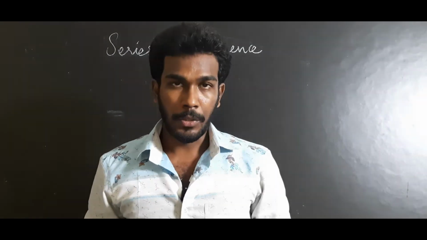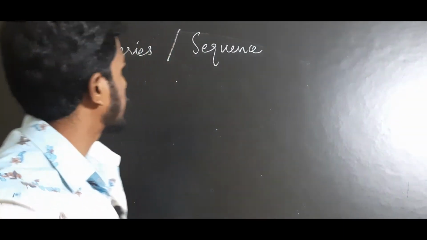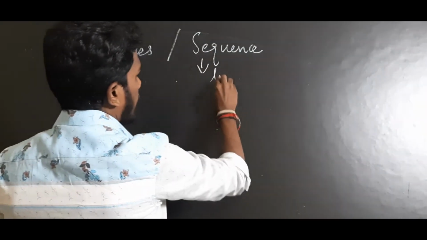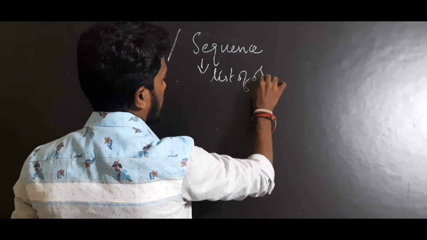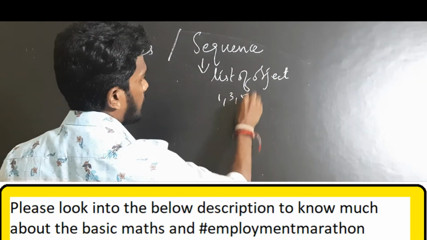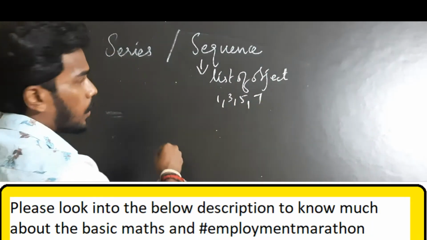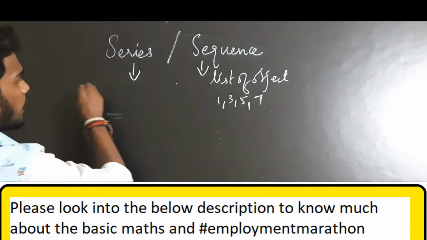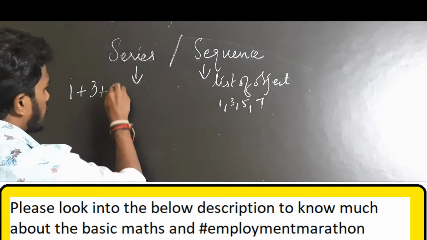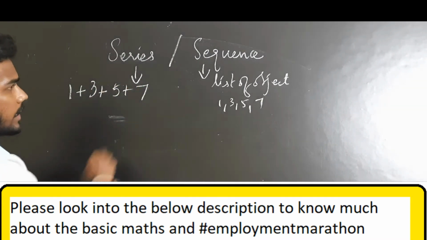The next topic that we're going to see is about sequence and series. So what does it mean by a sequence? A sequence is nothing but a list of objects arranged, separated by commas. For example, 1, 3, 5, 7. This is a sequence. And a series is the same list of objects, when it undergoes a sum or a subtraction, then we call it a series.